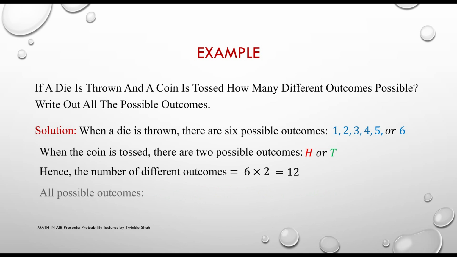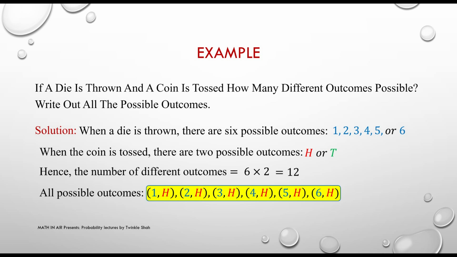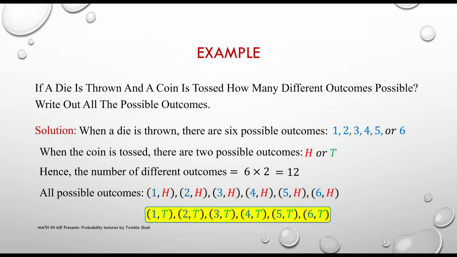Now let's write down all the possible outcomes. 1H, 2H, 3H, 4H, 5H and 6H. Similarly, 1T, 2T, 3T, 4T, 5T and 6T.